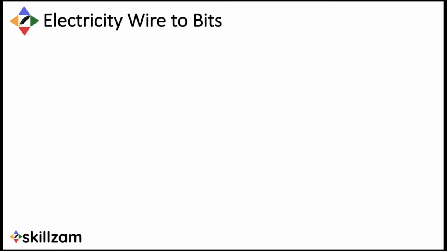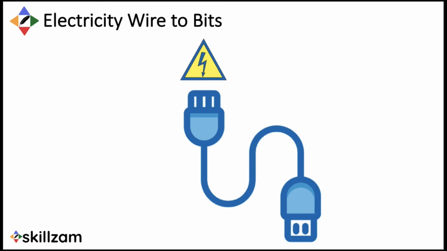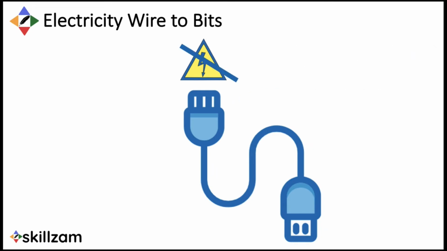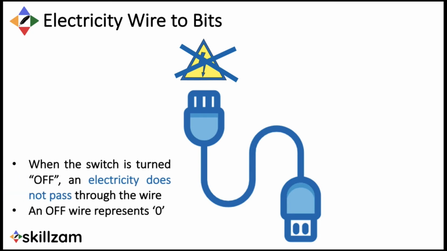Electricity wire to bits. In a computer, information travels over wires. The easiest way to convey information in a wire is to consider it on or off based on how much electricity is going through it. The top wire has a lightning bolt going through it, representing an electricity switch like a transistor. When a transistor switch is turned on, electricity passes through the wire and an on wire represents 1. Similarly, when the transistor switch is off, electricity does not pass through the wire and off represents 0.